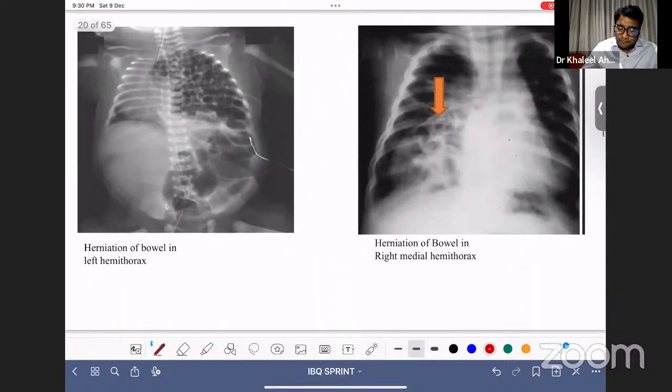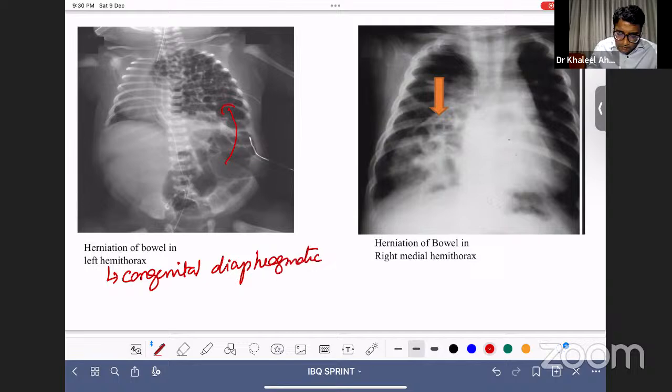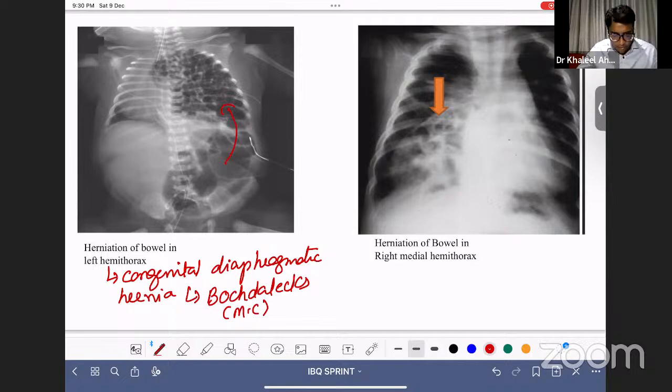Okay. What is this herniation of bowel loops that you see on the left hemithorax? All of you know this. This is congenital diaphragmatic hernia. Please remember, because it is on the left side, this is Bochdalek. This is most common. The more common type of congenital diaphragmatic hernia is Bochdalek.